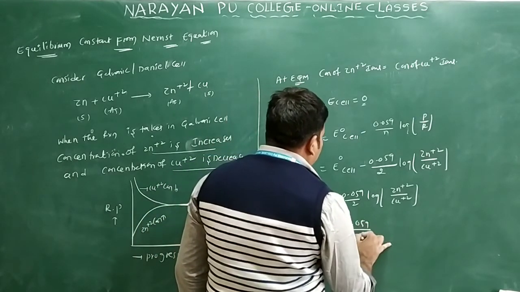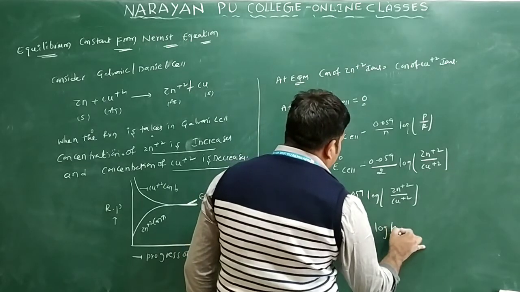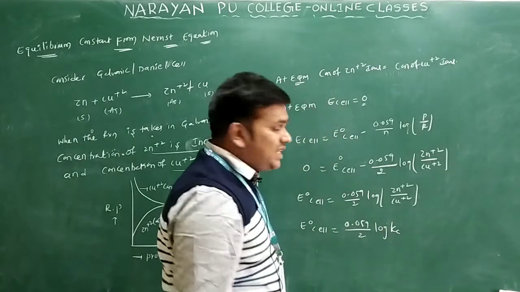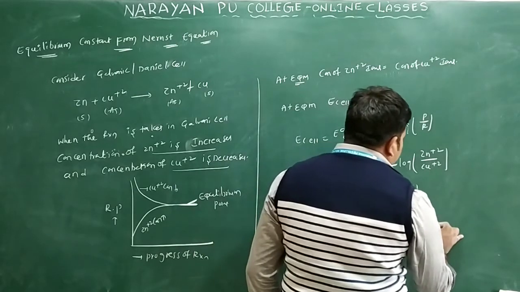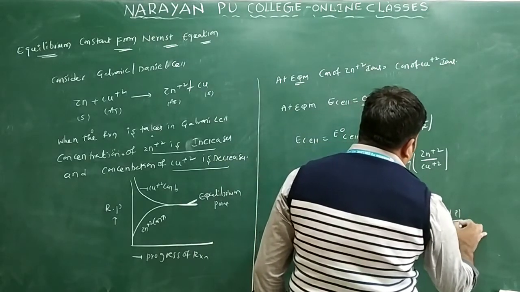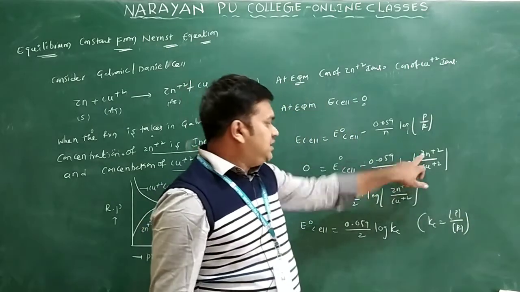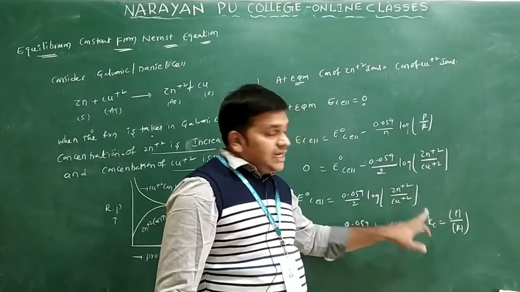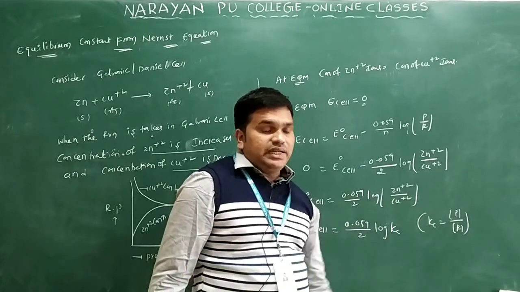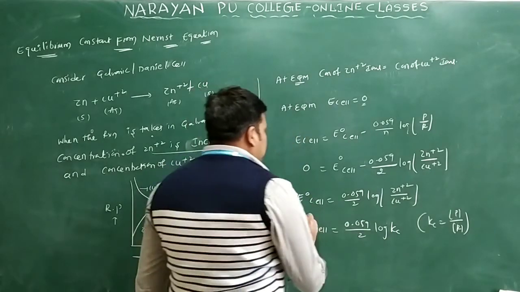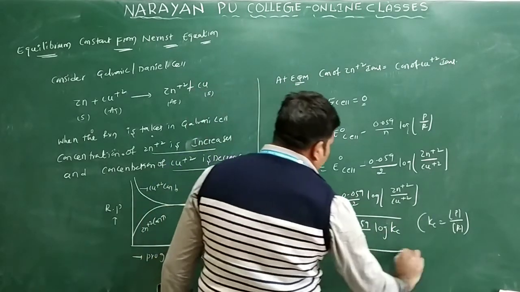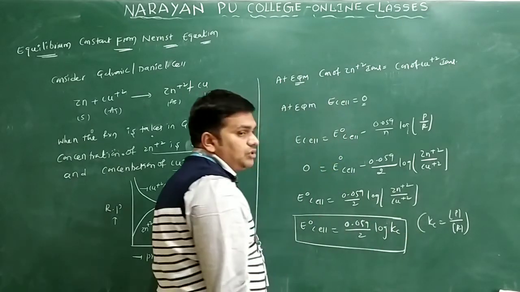From this I will write here, E naught cell is equal to 0.059 by 2 into log Kc only. Why Kc here? You know the Kc expression: Kc is equal to concentration of the product by the concentration of the reactant only. What is the product here? Zn plus 2 only. What is the reactant here? Cu plus 2 only. From this we can write Kc only. So the formula I got is E naught cell is equal to 0.059 by 2 into log Kc only.